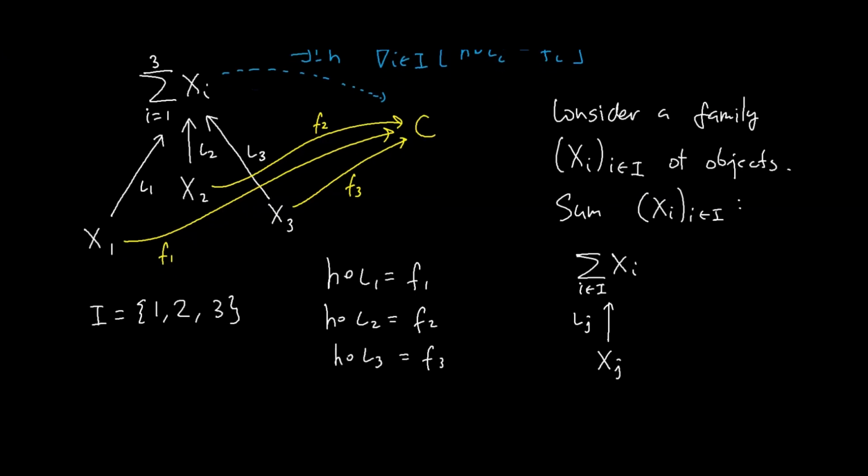And then the condition is that for every other family of such fj's that now go from xj to c, there exists a unique h that is such that for every j, and j is still an element of my index set I, h composed with iota j equals fj. Is this clear as well for everyone? We've got 2 thumbs up. What about Luca and Sarah?